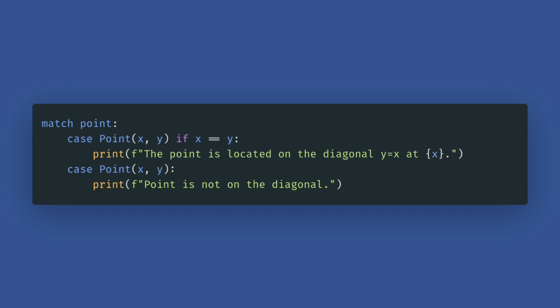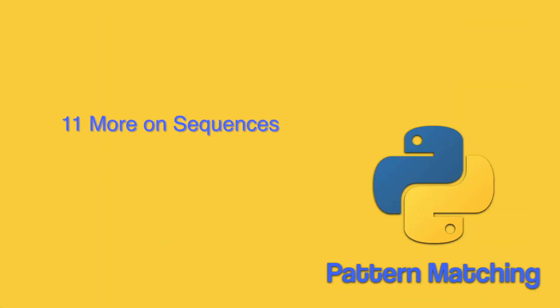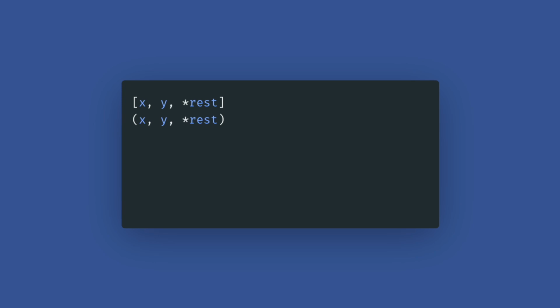We can add an if clause to a pattern, known as a guard, and if the guard is false, the match goes on to try the next case block. Sequence patterns also support wildcards. This star rest in the tuple or list works similar to wildcards in unpacking assignments, so these examples match a sequence of at least two items and then binds all the remaining items to the rest. The name after the star may also be an underscore if you don't need to bind the remaining items.